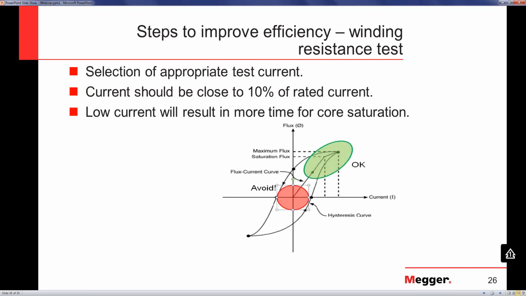Selection of appropriate test current is very important. The current should be close to 10% of the rated current. If the current is too low, then it will result in more time for core saturation. If the current is too high, it may cause the winding to get heated, and you may get erroneous results because of change in temperature of the winding. So you need to make sure that you select the appropriate current.